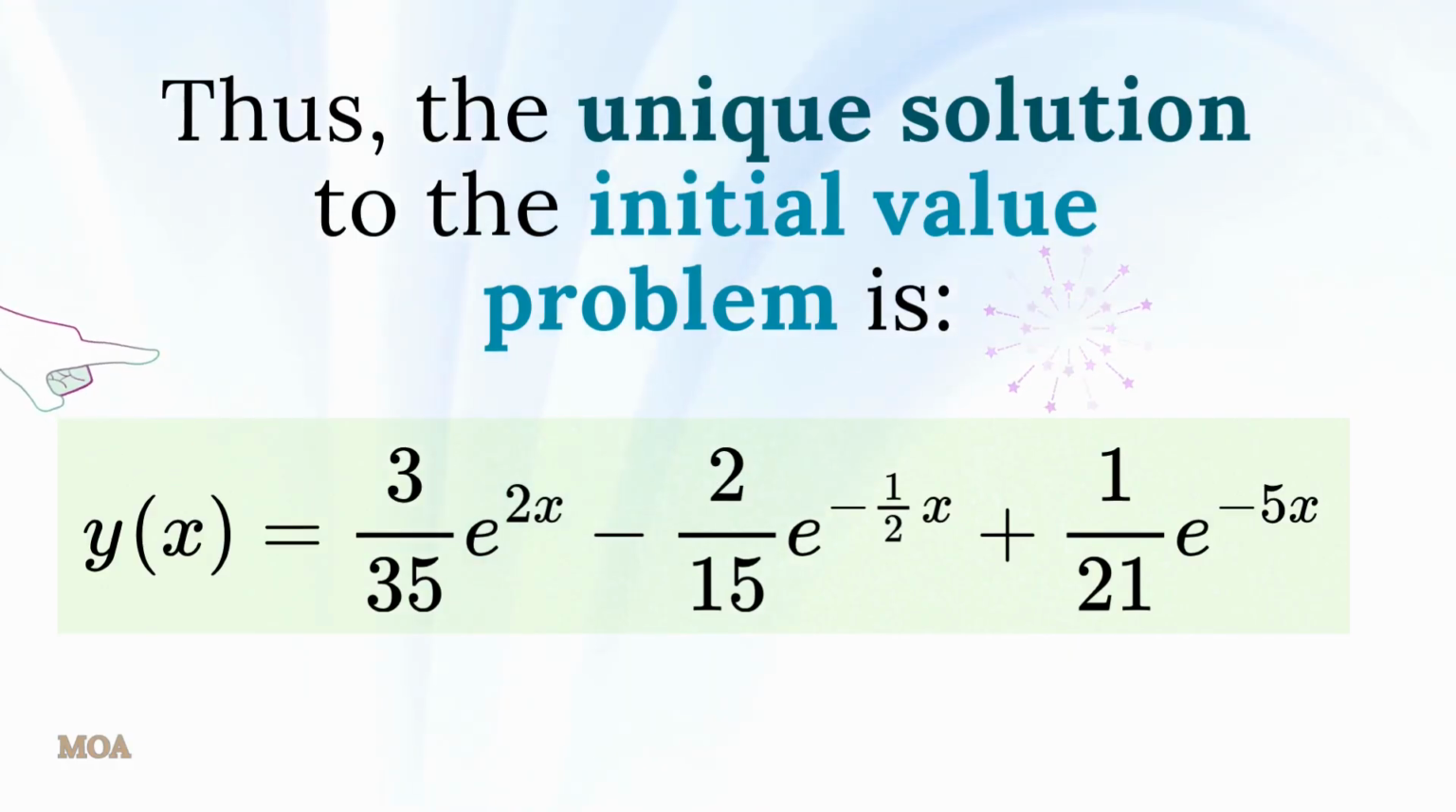Thus, the unique solution to the initial value problem is y of x equals 3 over 35 times e raised to the power of 2x, minus 2 over 15 times e raised to the power of negative x over 2, plus 1 over 21 times e raised to the power of minus 5x.